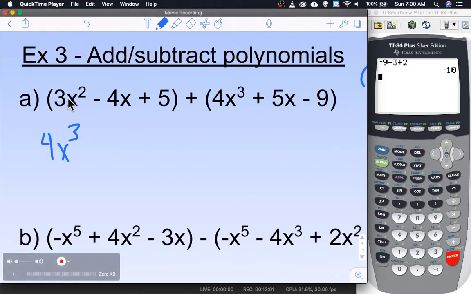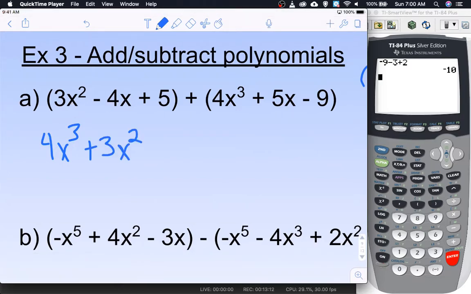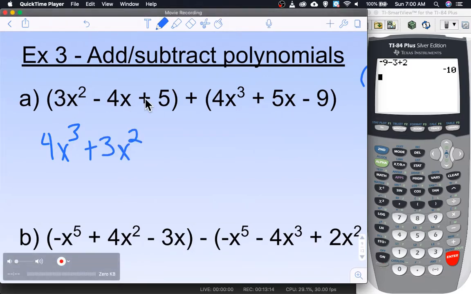Okay, my x squared. Does he have anybody to combine with? Are there any other x squareds? No. He comes along for the ride. So you'll notice as I'm adding, I'm also putting my answer in standard form. I do the largest exponent first, and then the next largest, and I'm going to keep working my way down, and so my answer will be in the correct form.